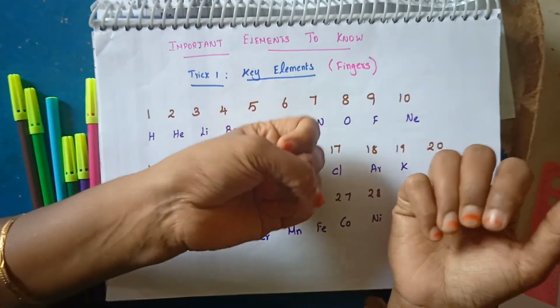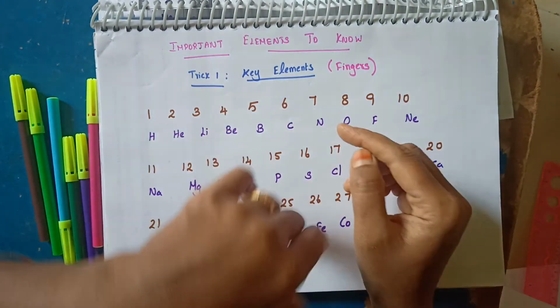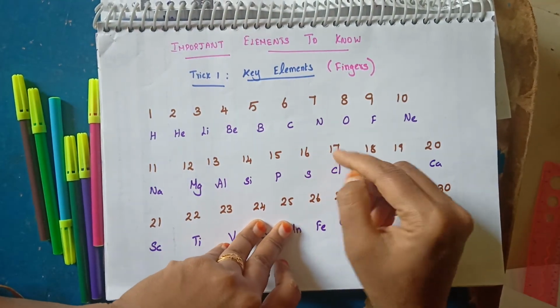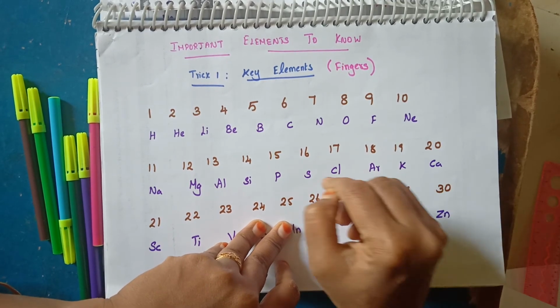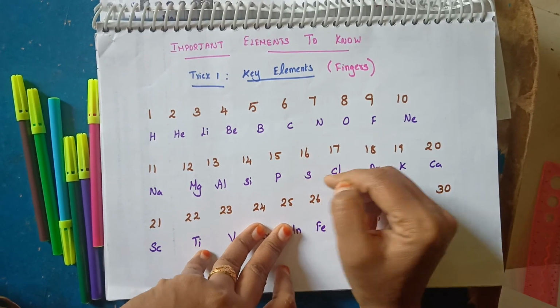If you know these elements, then when they ask in problems, it is easy to calculate the atomic mass as well as the molar mass by using the atomic mass calculation.